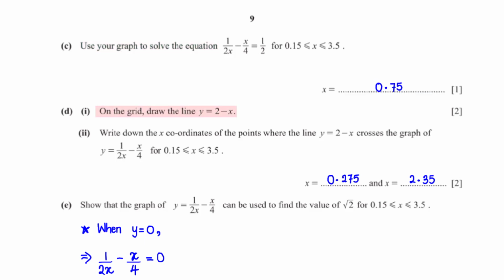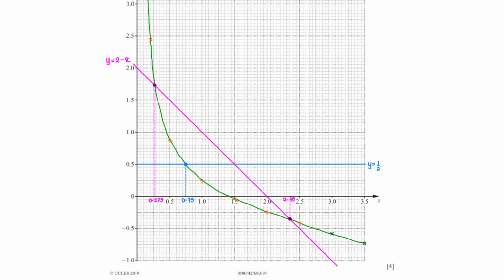On the grid, draw the line y equals 2 minus x. To draw this line on the grid, we need to know at least 2 points on the line. Let's pick some sample points. When we plug in x equals 0 into the equation of the line, we get y equals 2. And so we plot our first set of coordinates (0, 2) on the grid. When we substitute x equals 2 into the equation of the line, we get y equals 0. And so we plot our second set of coordinates (2, 0) on the grid. When we are done, we draw a straight line passing through the points.